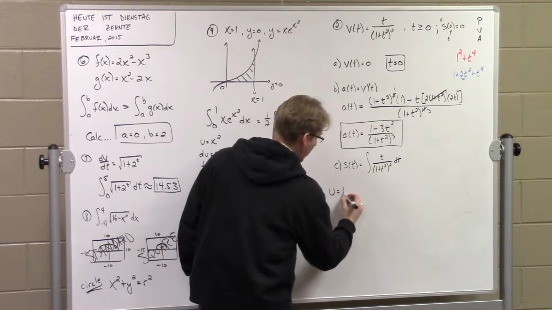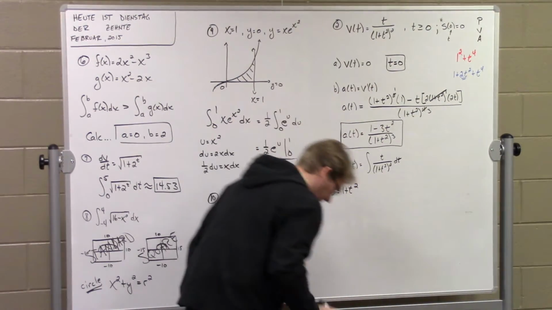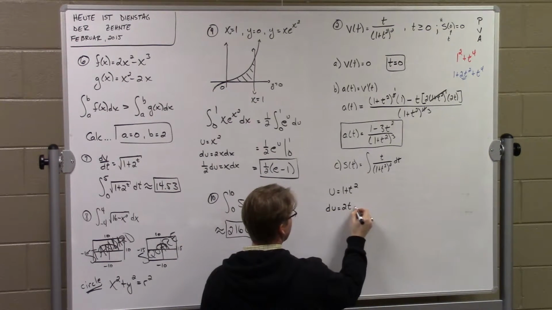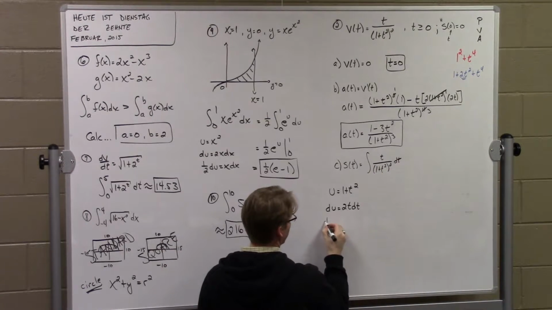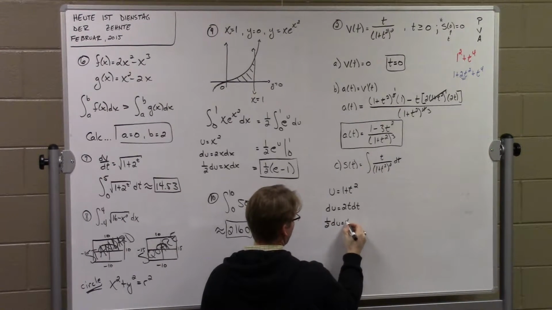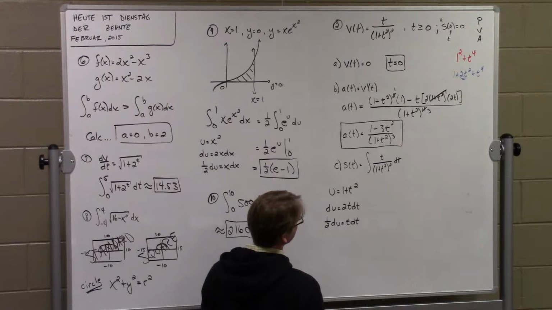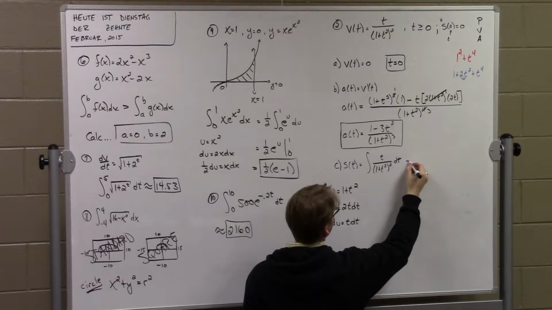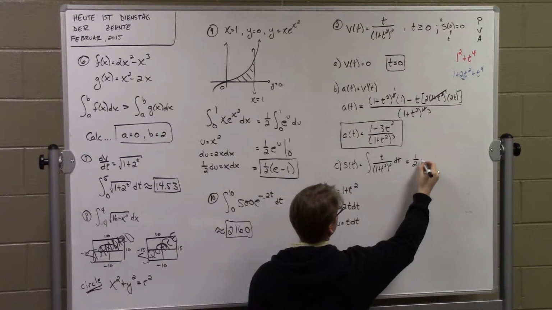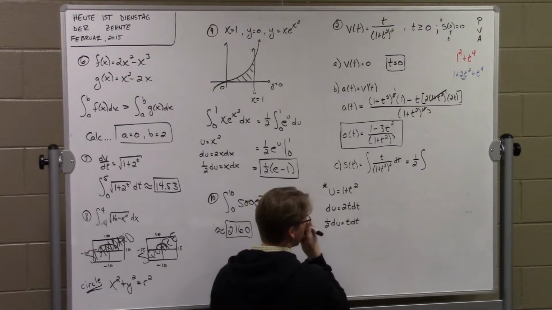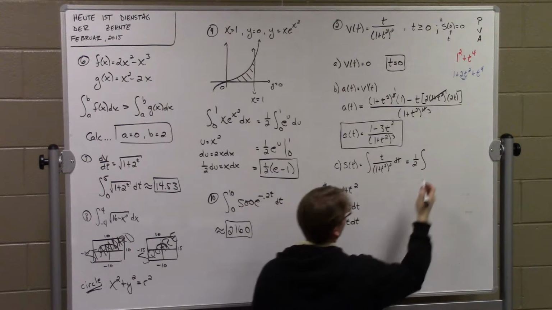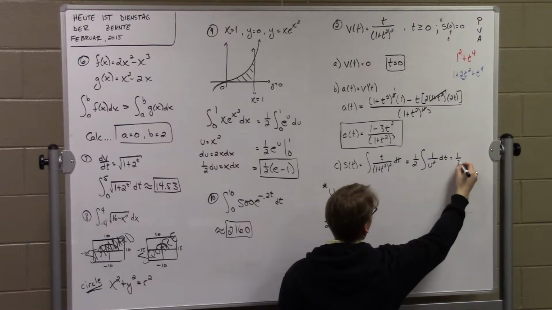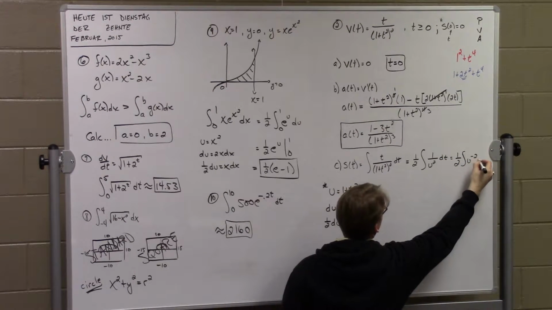We're going to let u be 1 plus t squared. That's going to make du 2t dt. We don't have a 2 in the problem, so 1/2 du equals t dt. All right, there's my u-sub scratch work. So I get 1/2 antiderivative of 1 over u squared, or 1/2 antiderivative of u to the negative 2.